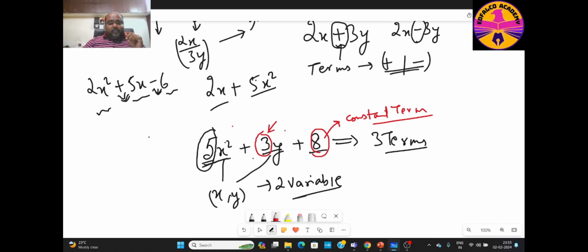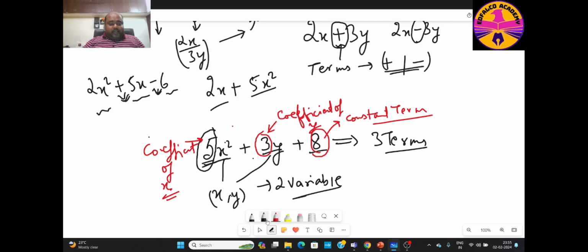Here with y there is 3 associated, and what do we call this 3? This will be called the coefficient of y. Same way, this 5 will be called the coefficient of x. So you understand here that the constants that are getting multiplied with the variables in a given term are called the coefficients.